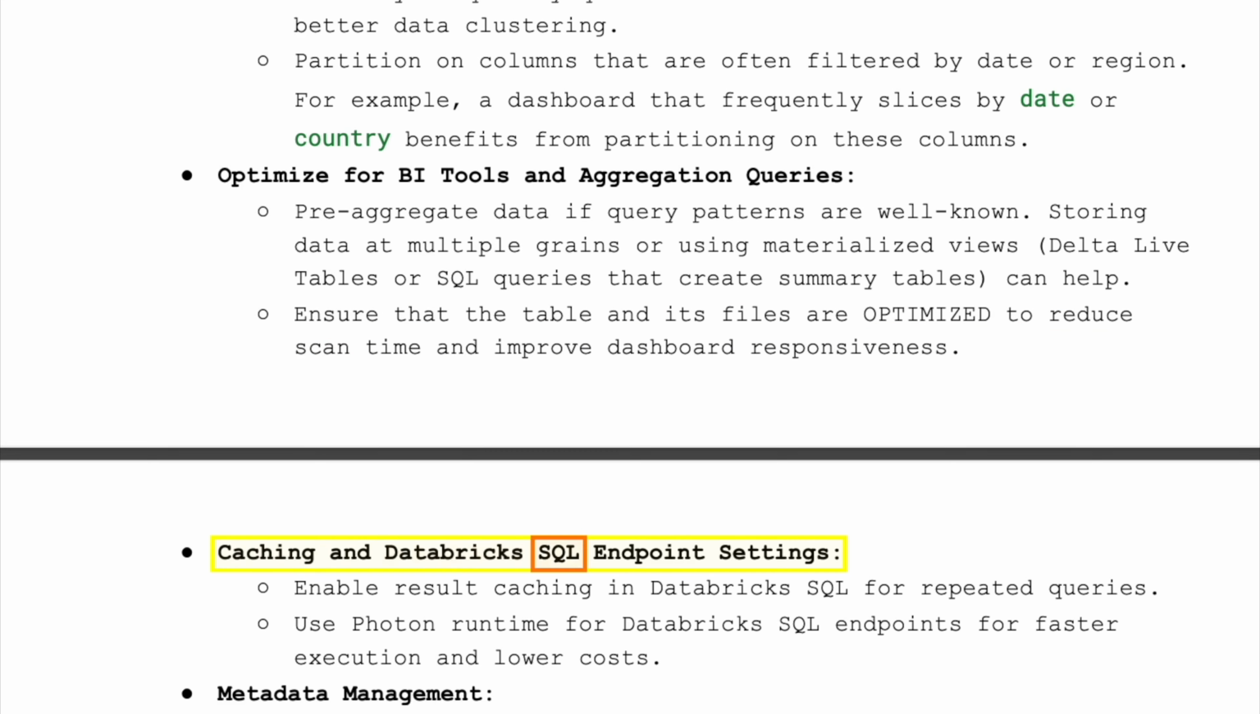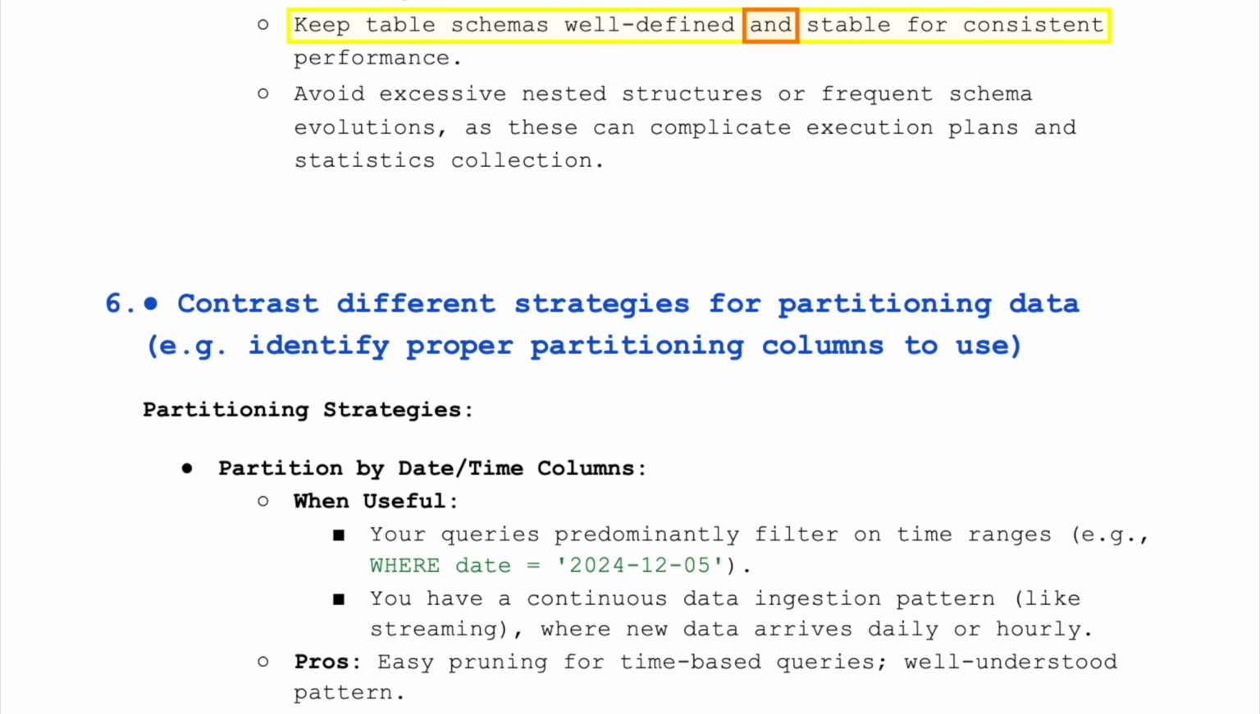Caching and Databricks SQL endpoint settings. Enable result caching in Databricks SQL for repeated queries. Use Photon Runtime for Databricks SQL endpoints for faster execution and lower costs. Metadata management. Keep table schemas well-defined and stable for consistent performance. Avoid excessive nested structures or frequent schema evolutions, as these can complicate execution plans and statistics collection.